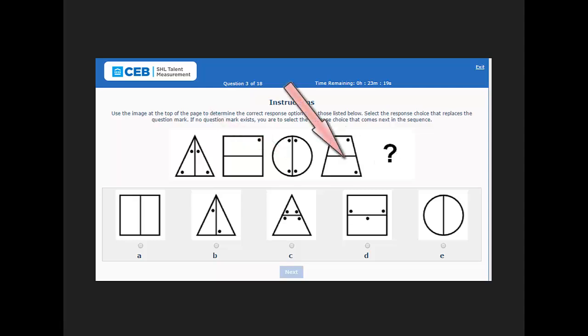Therefore, since on the last shape we have the appearance of a horizontal line, then it is natural to deduce that in the final shape that we are looking for, we need to have a vertical line. Thus, from the available answer choices that are provided for these tasks, only the A, B or E can be possible answers.